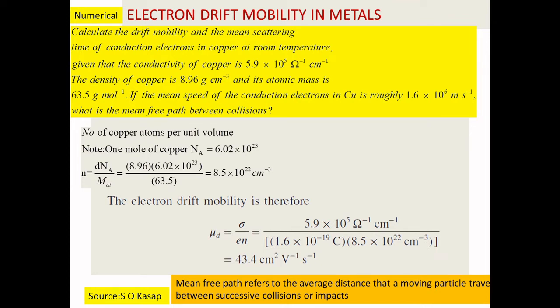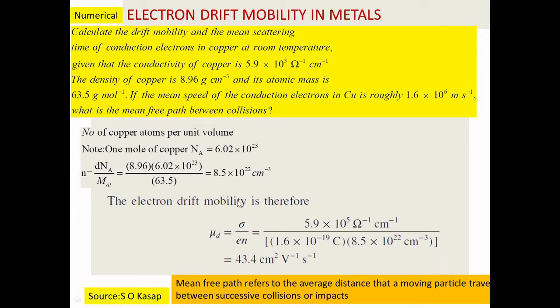First we will find the concentration of electrons in the material. That can be calculated by the density of copper into Na, the Avogadro number, divided by the atomic mass. So D is 8.96, Na is 6.02 × 10^23, and the atomic mass is 63.5. If you calculate, you will get 8.5 × 10^22 per cubic centimeter.